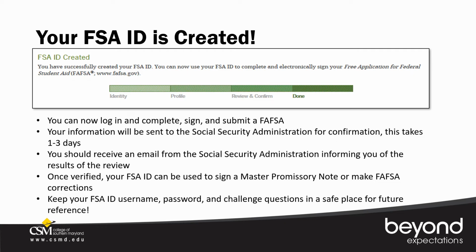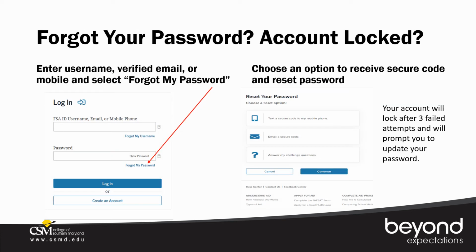The information from your FSA ID is sent to the Social Security Administration for confirmation, which can take 1 to 3 business days. But once verified, your FSA ID can be used to sign a master promissory note or make FAFSA corrections. It is important you keep your FSA ID username, password, and challenge questions in a safe place for future reference, because you will be using this for years to come.